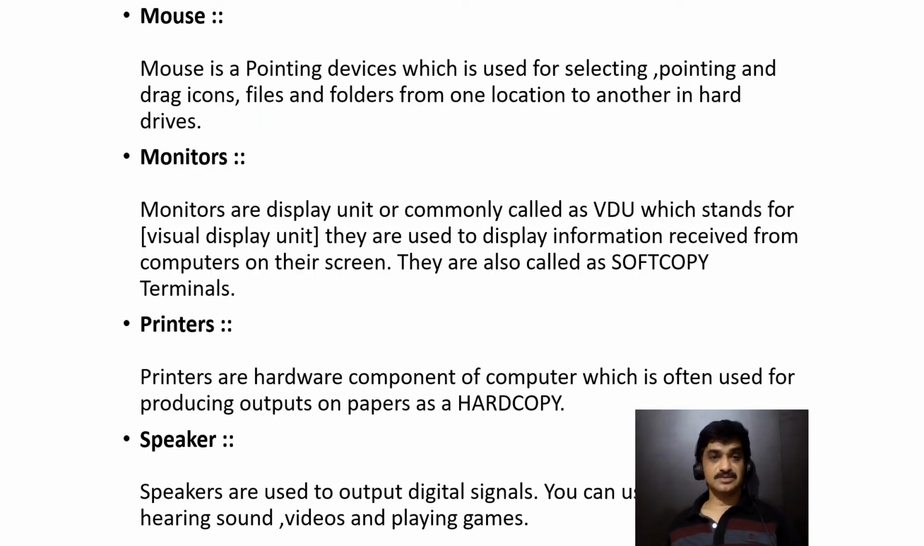Monitor is a display unit, mouse is a pointing device, printers are where you can take out the hard copy of the virtual or digital data. Speakers are used to output the digital signals.